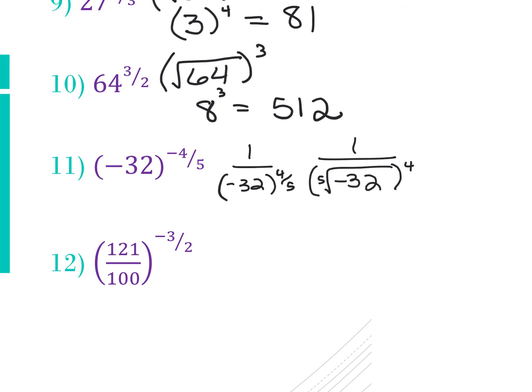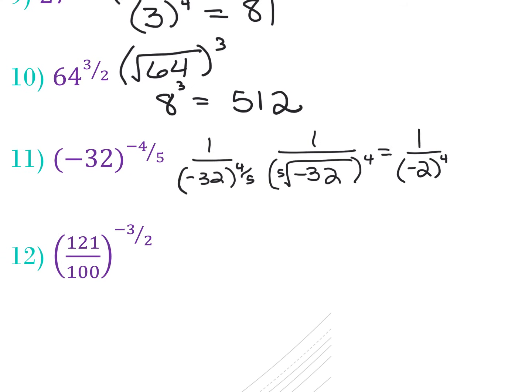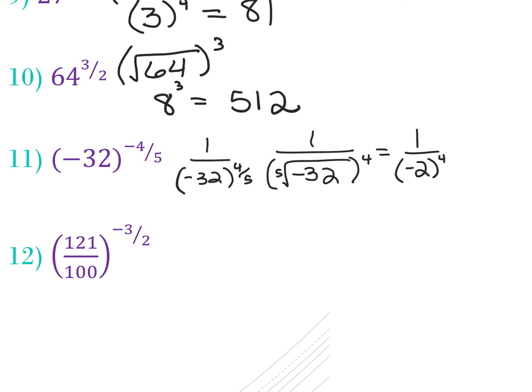So the 5th root of 32 is going to be 2, because 2 times 2, 4, times 2 again is 8, then 16, and then finally 32. So this will become negative 2. It's actually negative 2 to the 4th power. Whenever you raise a negative number to an even exponent, it's always going to turn positive. So 1/16.